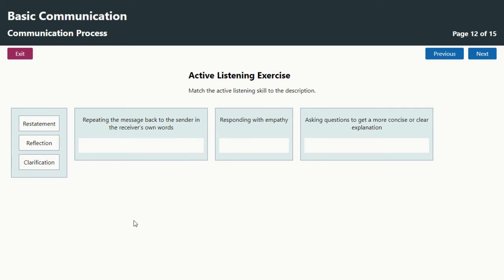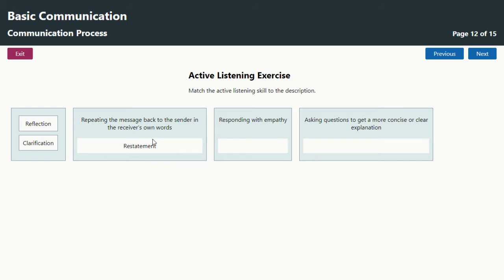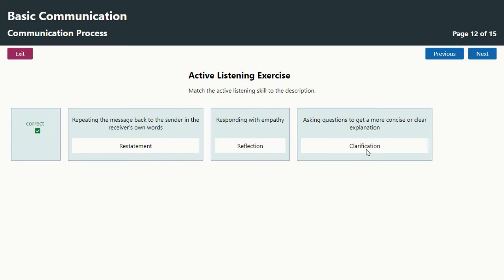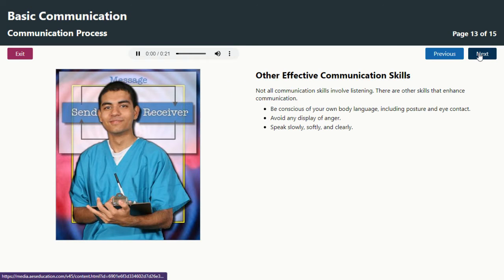Repeating the message back to the sender in the receiver's own words. That's restating or restatement. Responded with empathy. That's reflection. Asking questions to get a more concise or clear explanation. That's clarification.